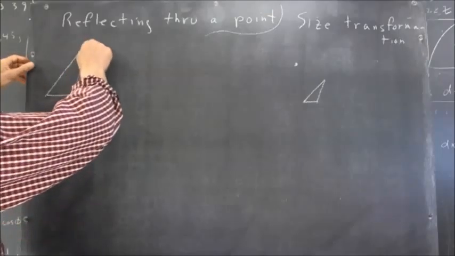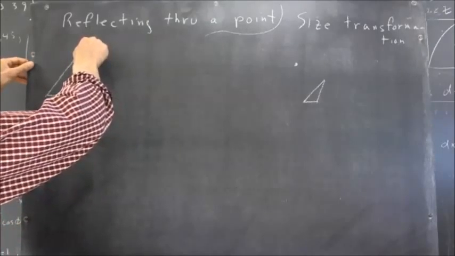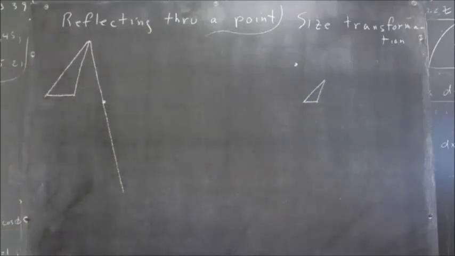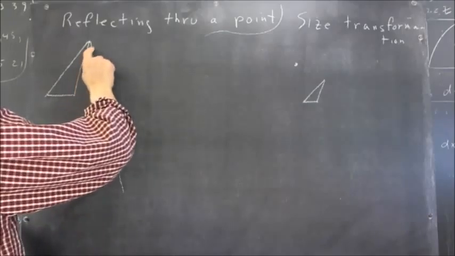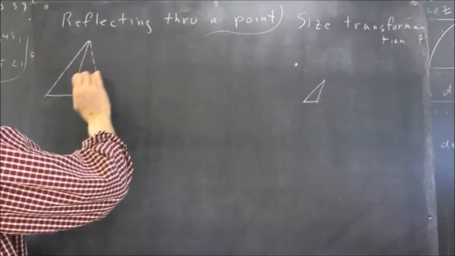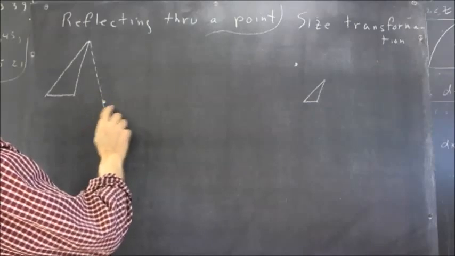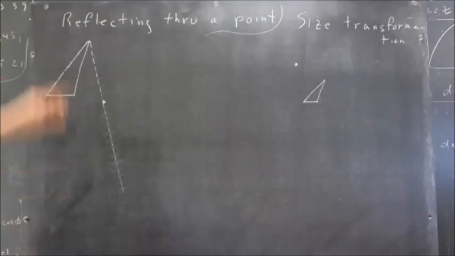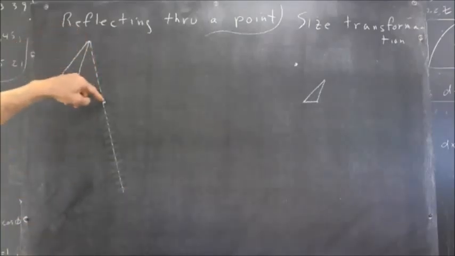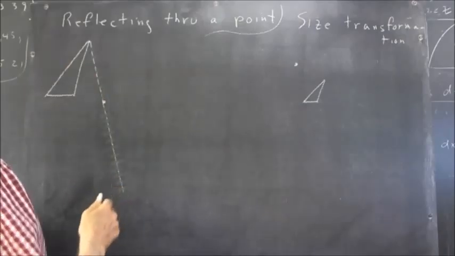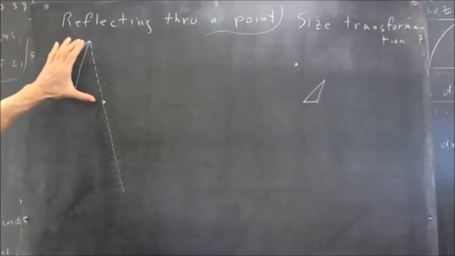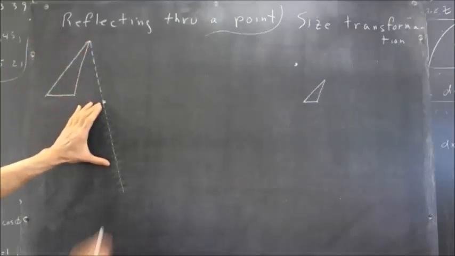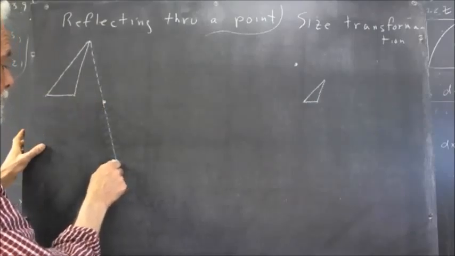To reflect through a point, you just take every vertex on the triangle and reflect it through the point. Now, I should make that a dotted line. So we draw the line from this point through this point, and we just continue it on for ways, and then we go an equal distance on the other side of the point. We take this distance and we go to this distance, and we have our reflected point.